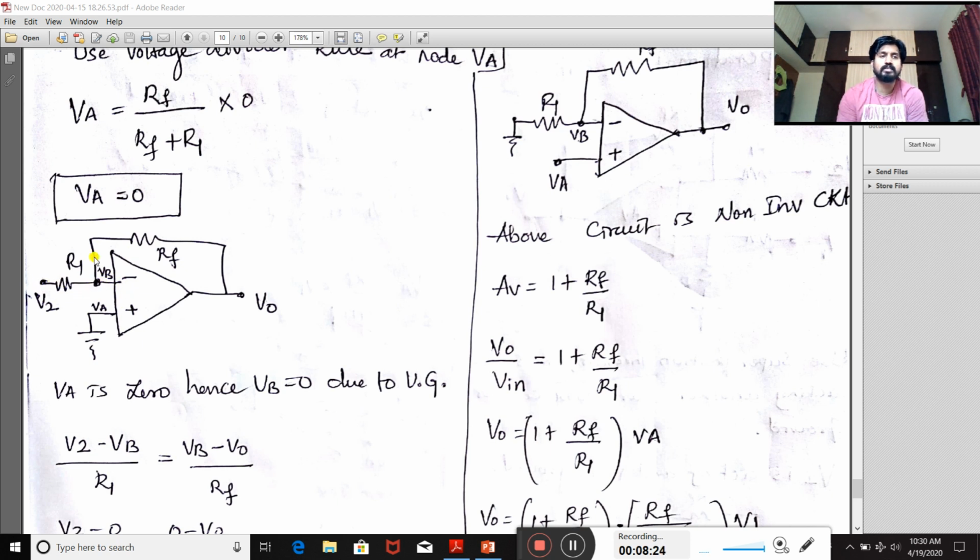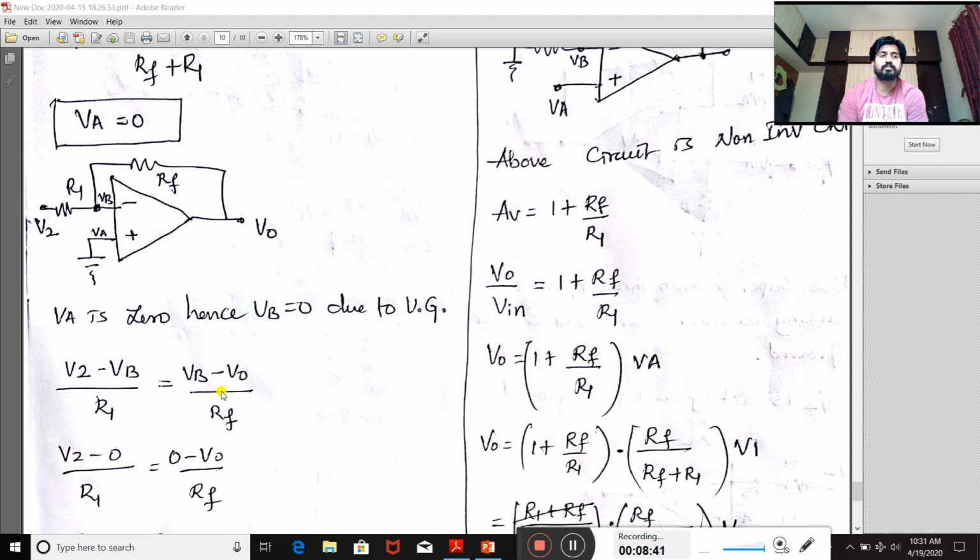So I1 is equal to IF. I1 is what? V2 minus VB divided by R1. Same thing I have represented here. That is equal to IF, which is what? VB minus V0 divided by RF. So same thing I have expressed here.